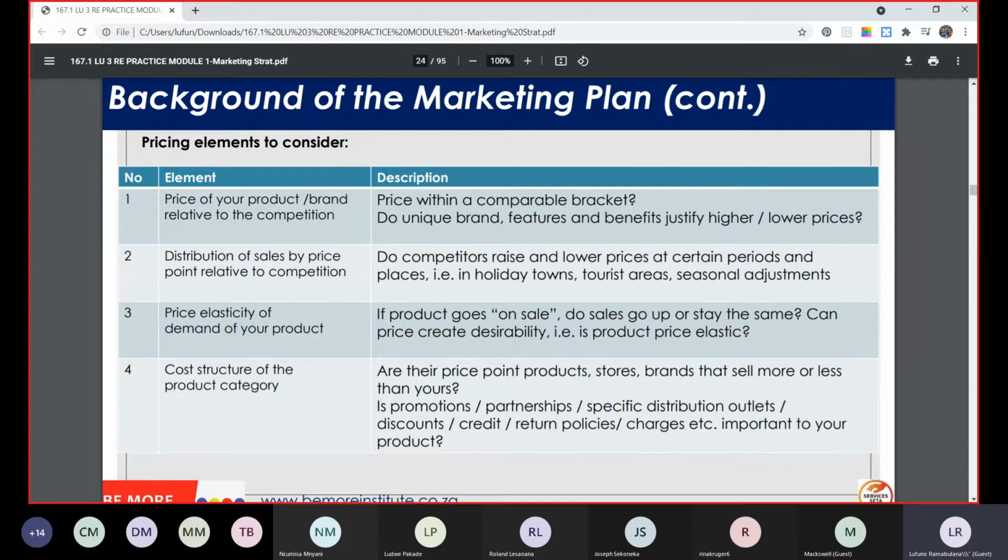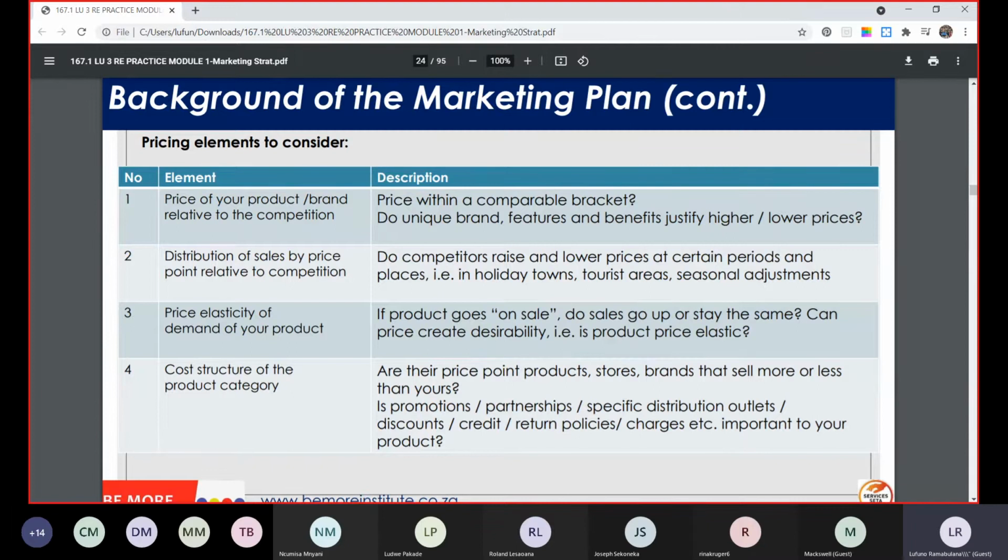Your unique brand: is your brand that unique? Your features: do the benefits justify a higher price or a lower price? That's important. Your distribution of sales by price point relative to competition. So that's the second one.